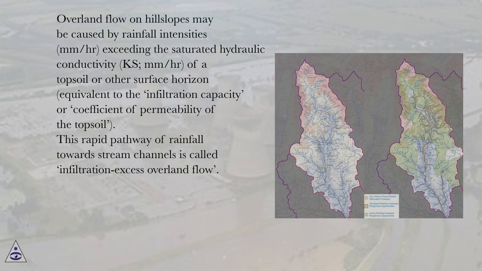Overland flow on hillslopes may be caused by rainfall intensities, per hour, exceeding the saturated hydraulic conductivity, Ks, per hour, of a topsoil or other surface horizon, equivalent to the infiltration capacity or coefficient of permeability of the topsoil. This rapid pathway of rainfall towards stream channels is called infiltration excess overland flow.